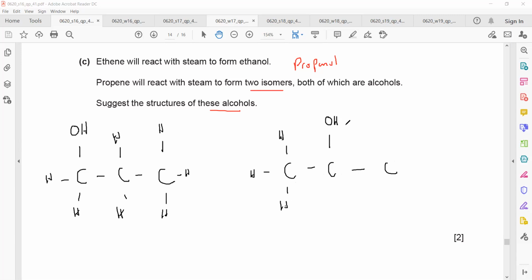But for example, if a student draws OH on the other end, that will be wrong. Why will it be wrong? Because these two structures are identical. Here we are counting one from the left hand side, but we could count one from the right hand side. So it will be the same structure. So if you draw OH on the first carbon, the next OH should be on the second carbon, not the other end. So these are the two different structures formed when propene reacts with steam.